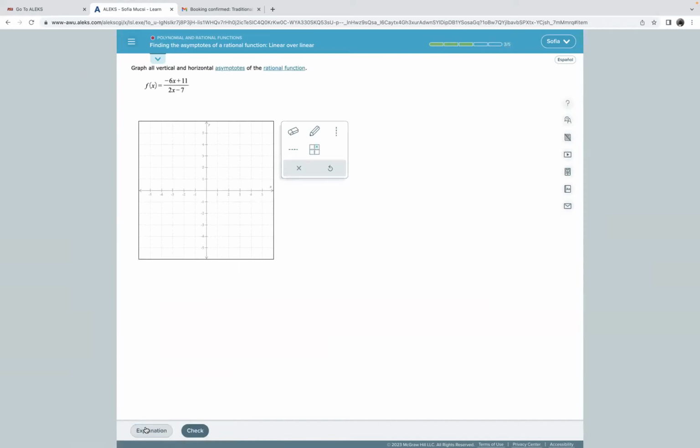And this one. So x is 7/2 for the vertical asymptote. That's right, so about 3.5. And then this reduces to -3. That's right. Okay, like this. Perfect, I got that.